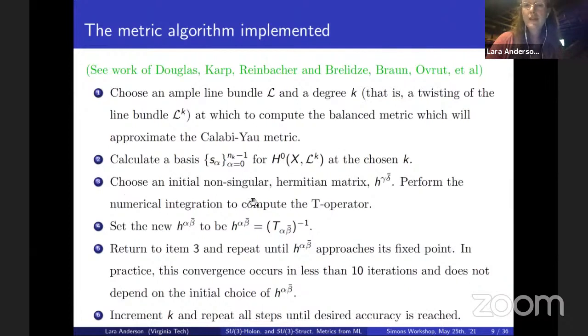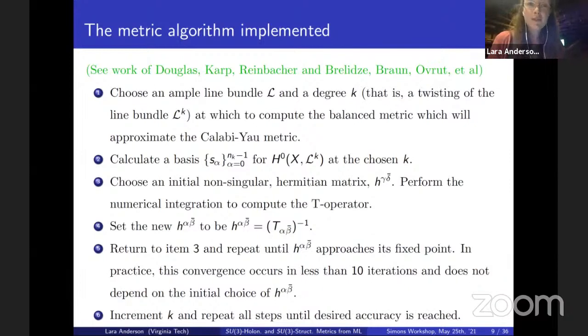You choose an initial non-singular Hermitian matrix to define the inner product on the space of sections, perform the numerical integration to compute the T operator, set the new h to be your previous h, i.e. iterate, and you return to this step and repeat until you reach a fixed point of the T operator. In practice, the T operator convergence occurs in about 10 iterations or less and does not depend too sensitively on the initial choice of a Hermitian fiber metric. You can then increment k and repeat all steps until your desired accuracy is reached.